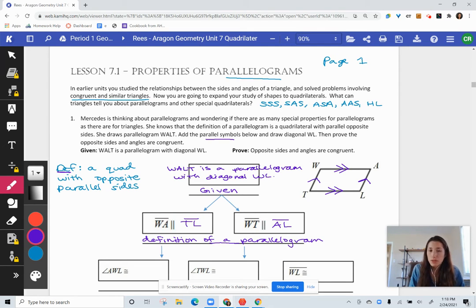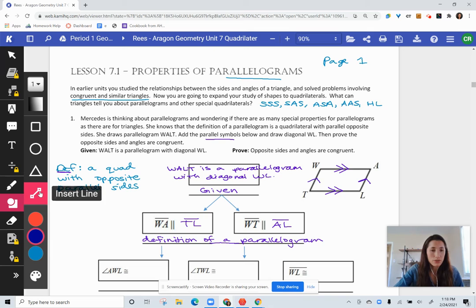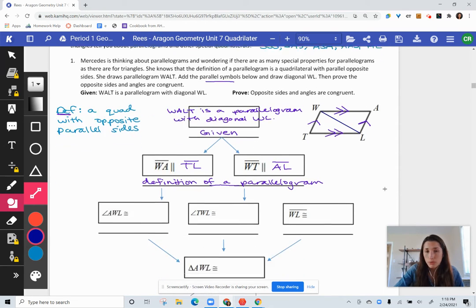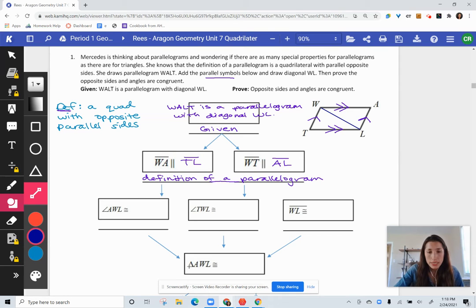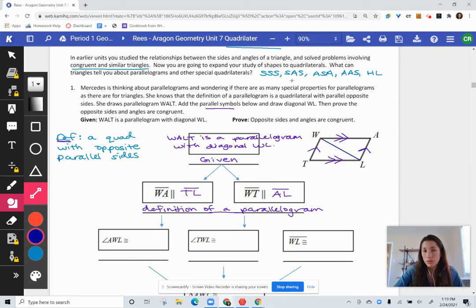The other part of our given information is that we need to add a line from W to L. That's our diagonal. So let's add a diagonal here. All right. So now we have 2 triangles, essentially. If we look at our proof here, we are trying to get to the point where we can prove that these 2 triangles are congruent. So we're going to need some congruent angles and some congruent sides to do that. Remember, these are 5 triangle congruencies up here.